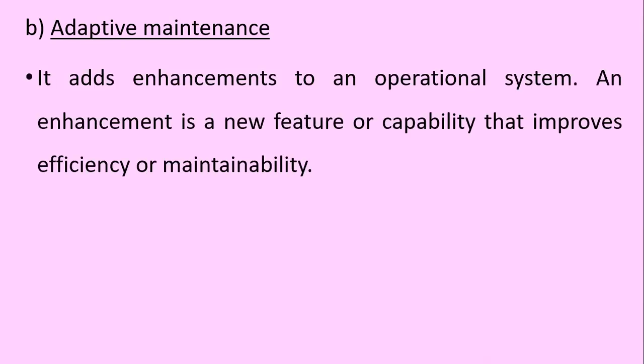The second type of maintenance is called adaptive maintenance. This maintenance adds enhancements to an operational system. An enhancement is a new feature or capability that improves efficiency or maintainability. Therefore, the purpose of adaptive maintenance is to add certain enhancements to the operational system.